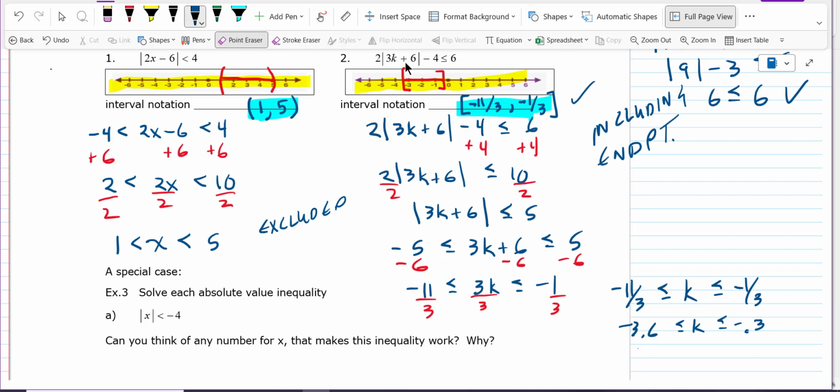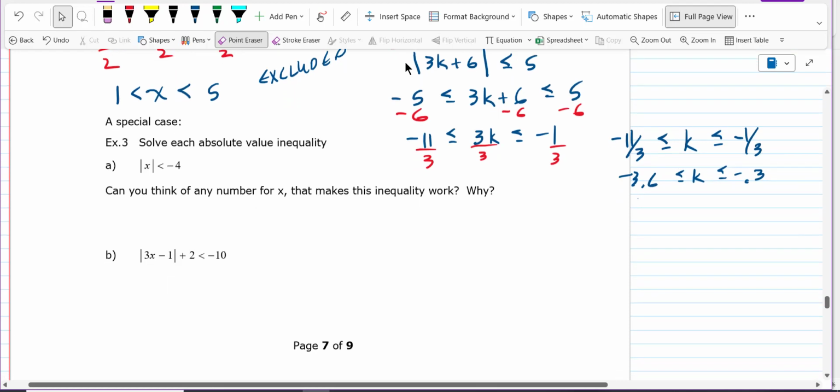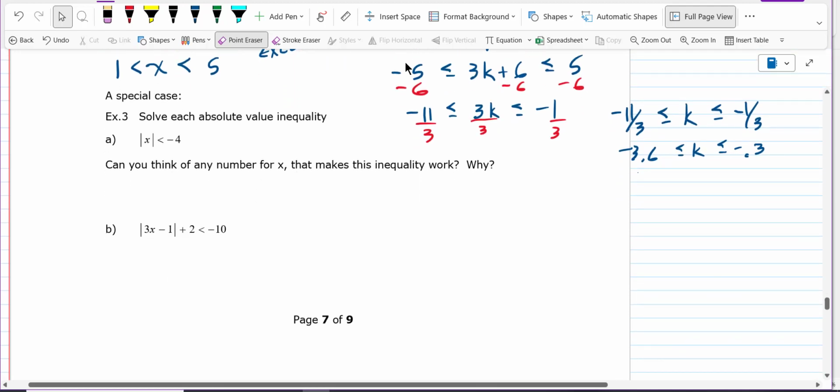Okay, moving down to the next thing, and you can pause the video right now if you need to get things copied and kind of review what I did there. You move down to example 3. There's a few kind of special cases that pop up on these problems.